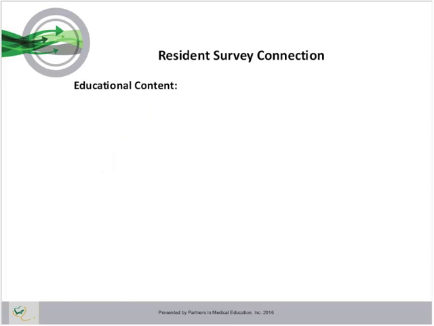And the resident survey connection is in the area of educational content. Are your residents going to report that they're satisfied with scholarly activity? Are they going to report that they have access to reference materials? I have seen citations recently for access to reference materials, and that is kind of surprising because everybody has a computer, and most of the libraries now in the hospitals are all online. But there have been some places where the access, even the online access, isn't ideal. So you will see this in a citation now and then.